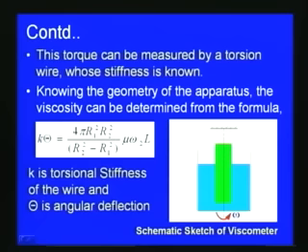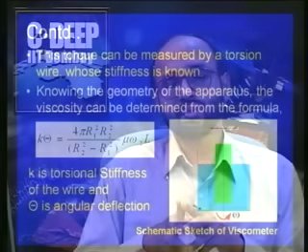So, knowing the geometry of the apparatus, the viscosity can be determined from the formula K theta is equal to 4 pi r1 square r2 square divided by r2 square minus r1 square into mu omega 2 into L, where theta is the angular deflection and k is the torsional stiffness of the wire. So, like this we can find out the other parameters for these kinds of problem. So, here we applied the equation derived for the flow between two concentric cylinders, and then we got the expression for the velocity and the shear stress and other parameters for these kinds of problem.